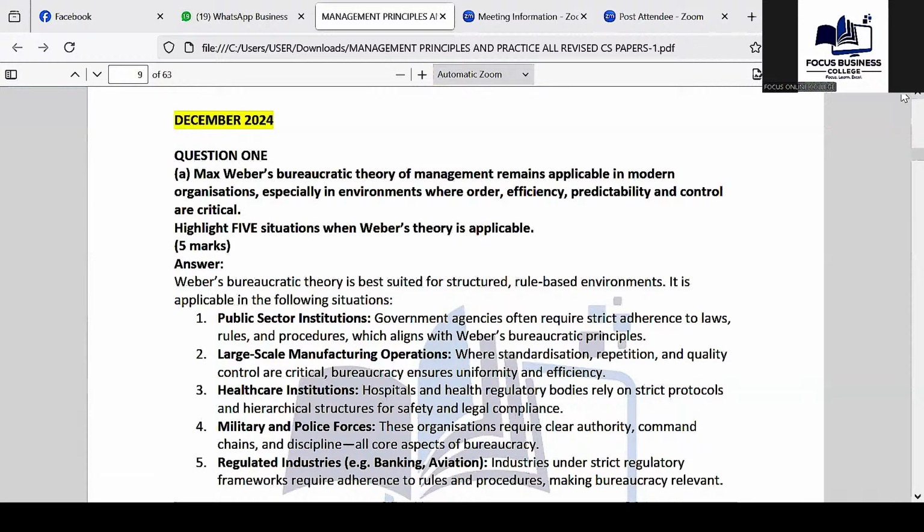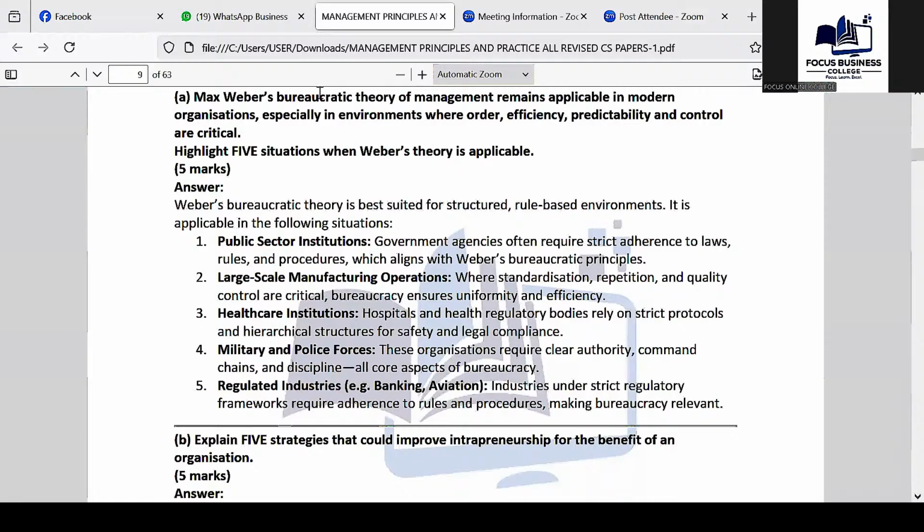Now, you are asked which situations can force you to use this Max Weber bureaucratic theory. The situations have been listed here. Let's look at the situations. Number one is public institutions.